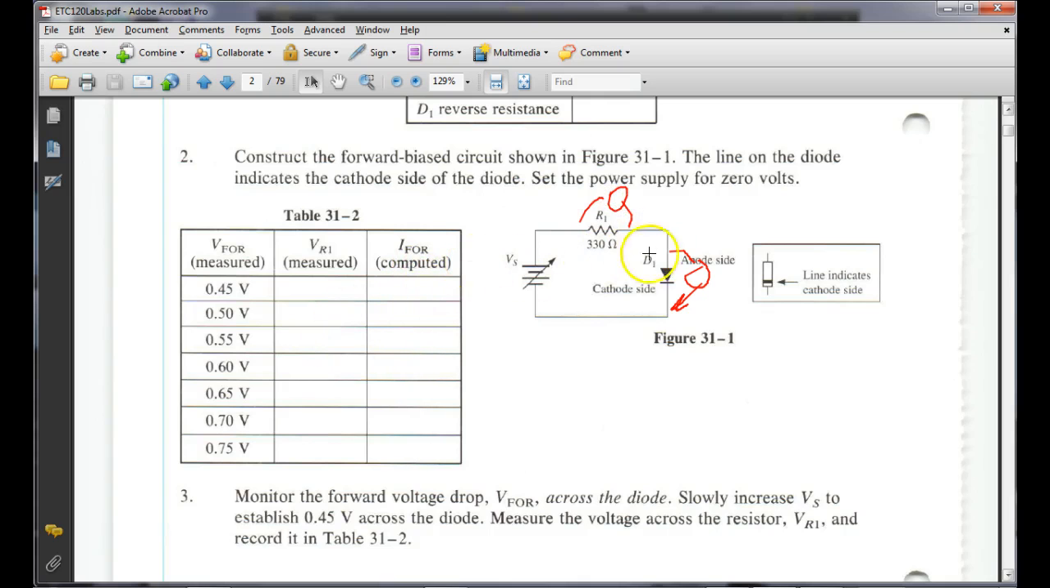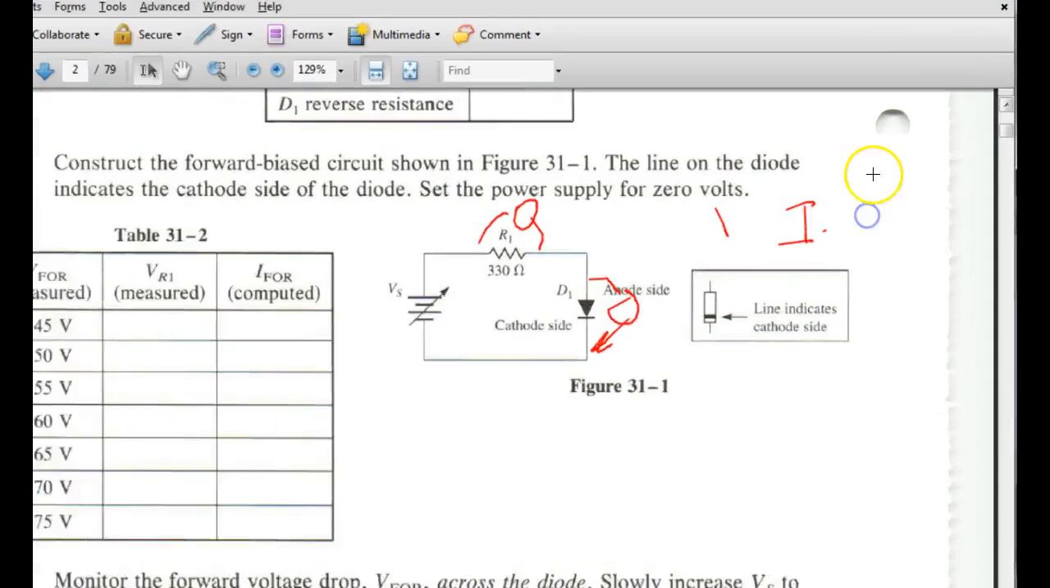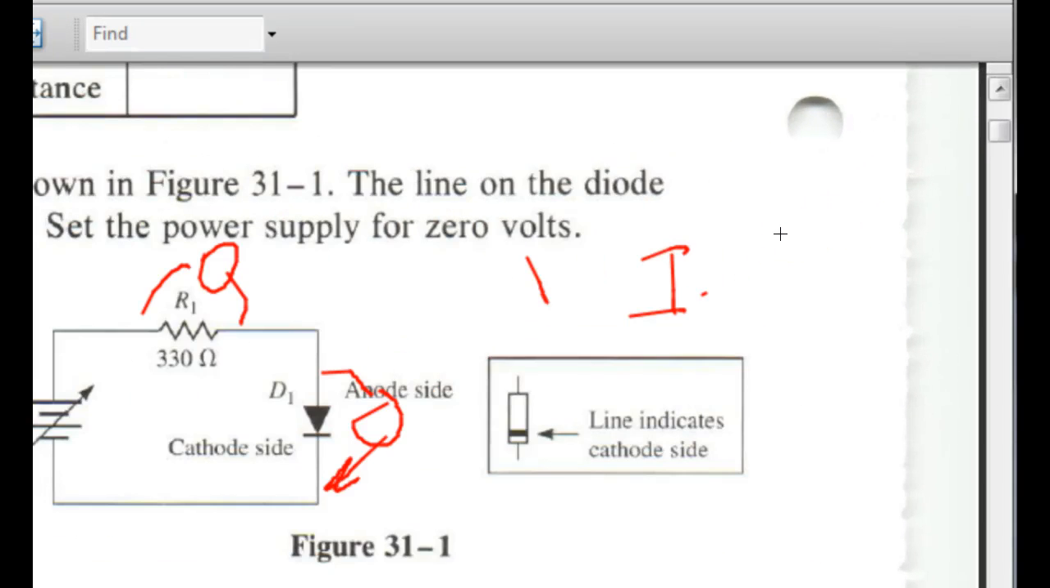Everybody know the formula for current? I is equal to what?